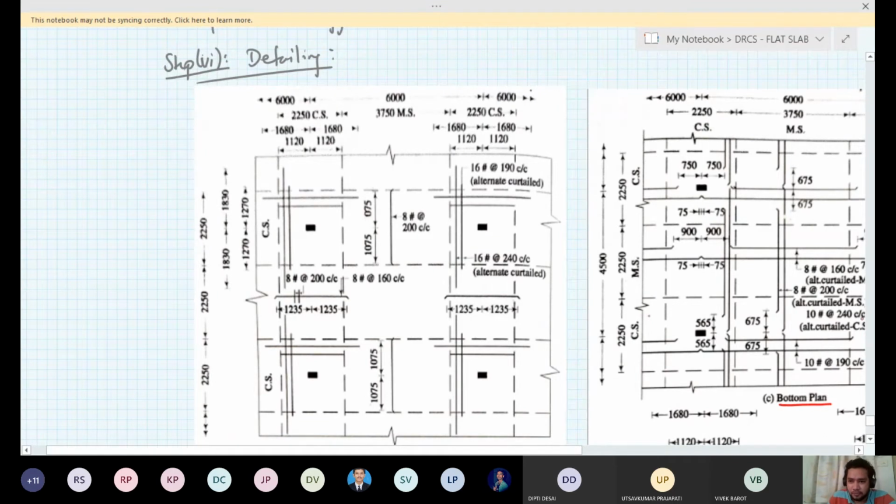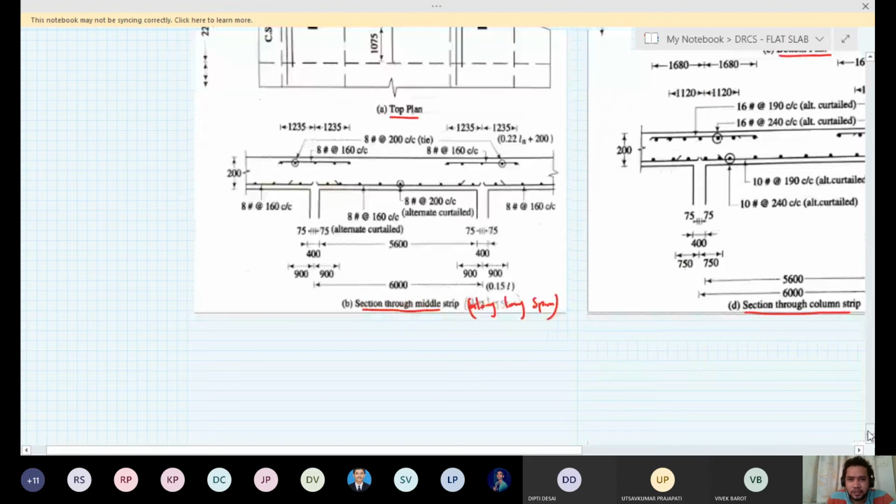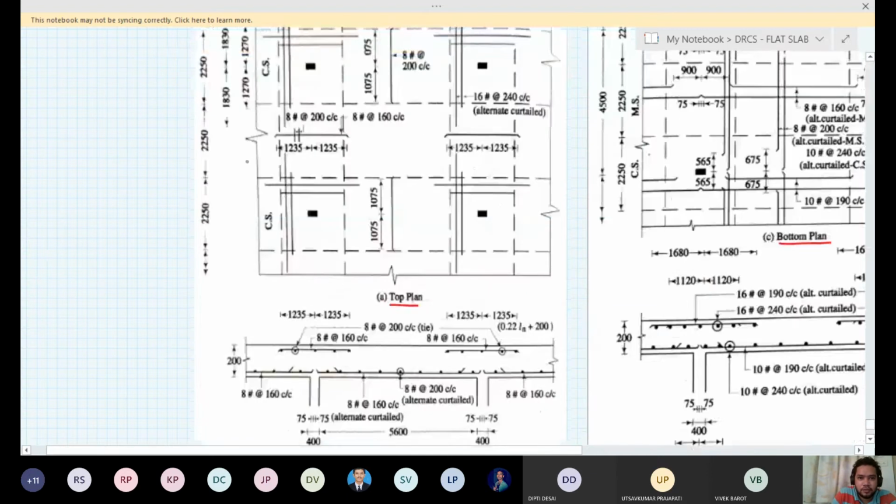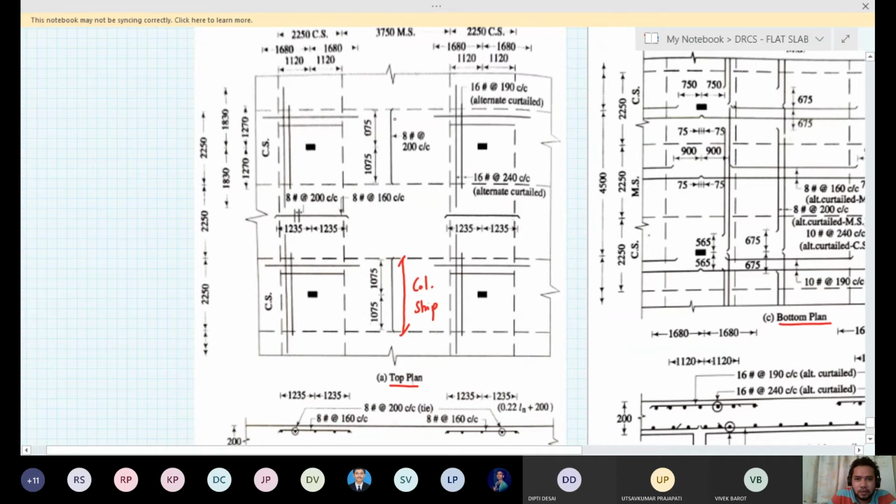Here, see, this section is through the middle strip. This is the middle strip. See, this is the column, and this part is the column strip, 1075 on each side. So this is the width of the column strip. Okay, so this is your column strip along the long direction. Again, this is the column strip. Okay, and this will be your middle strip.